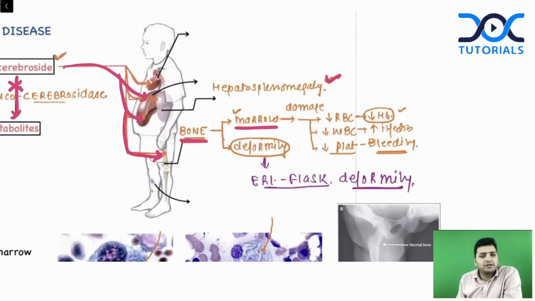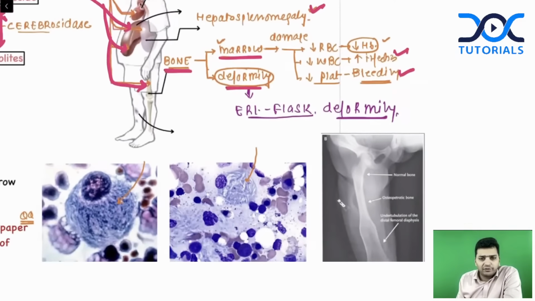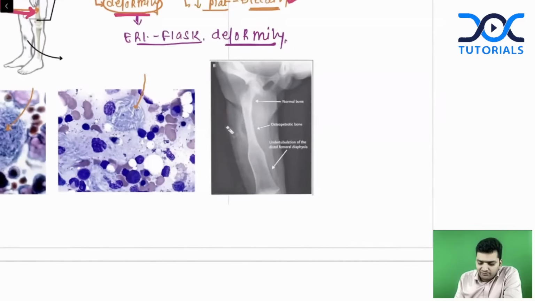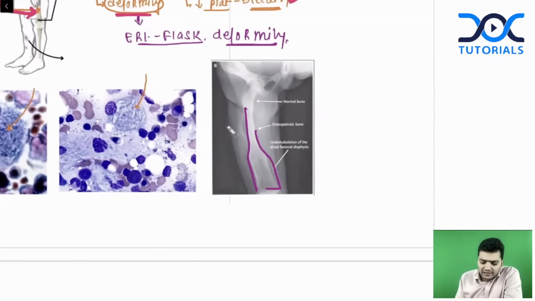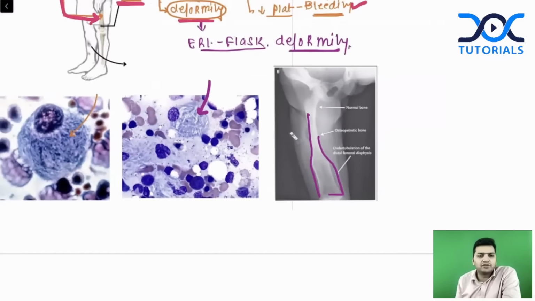There's going to be a decrease in WBC, so infections will be there. There will be bleeding disorders, as platelets will be less, and they are going to damage the bone also. There's going to be a bone deformity that is called the Erlenmeyer flask deformity. Here you can see the Erlenmeyer flask deformity. Look at the femur bone of this child. It's called the Erlenmeyer flask deformity. And these are the lipid-laden macrophages that you can see, looking like a crumbled tissue paper appearance of the cytoplasm.